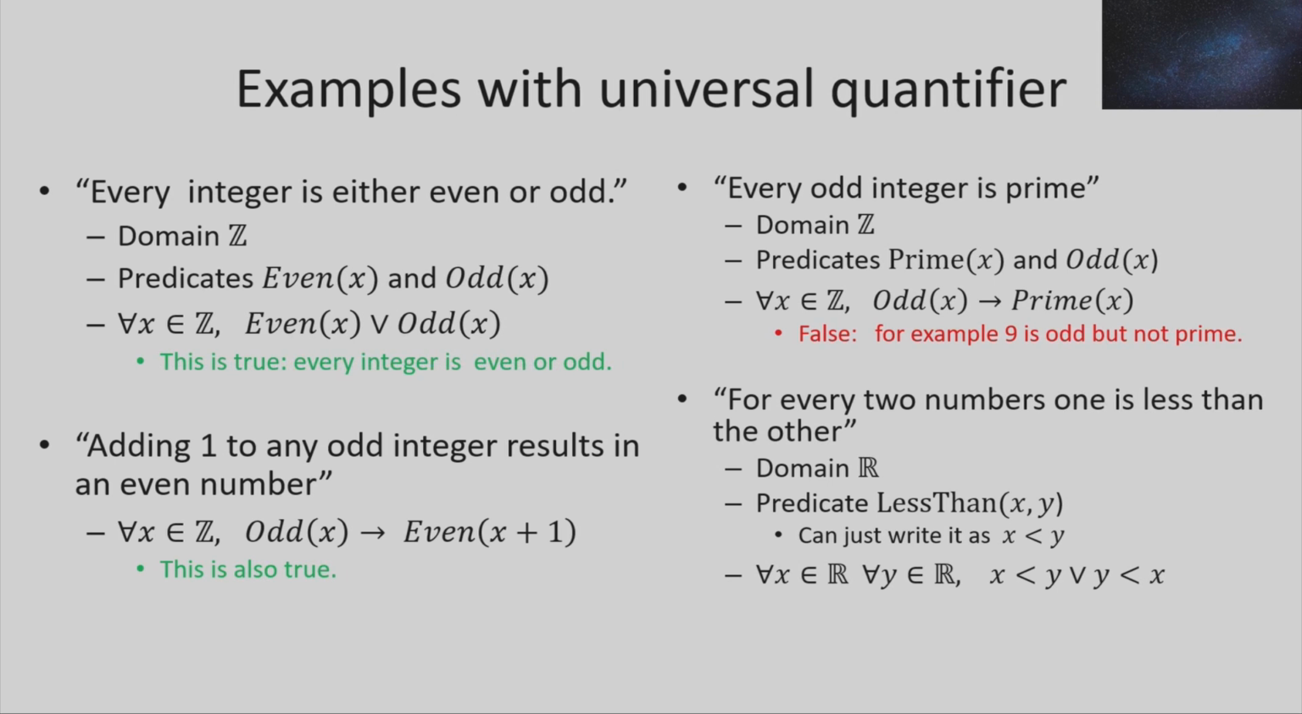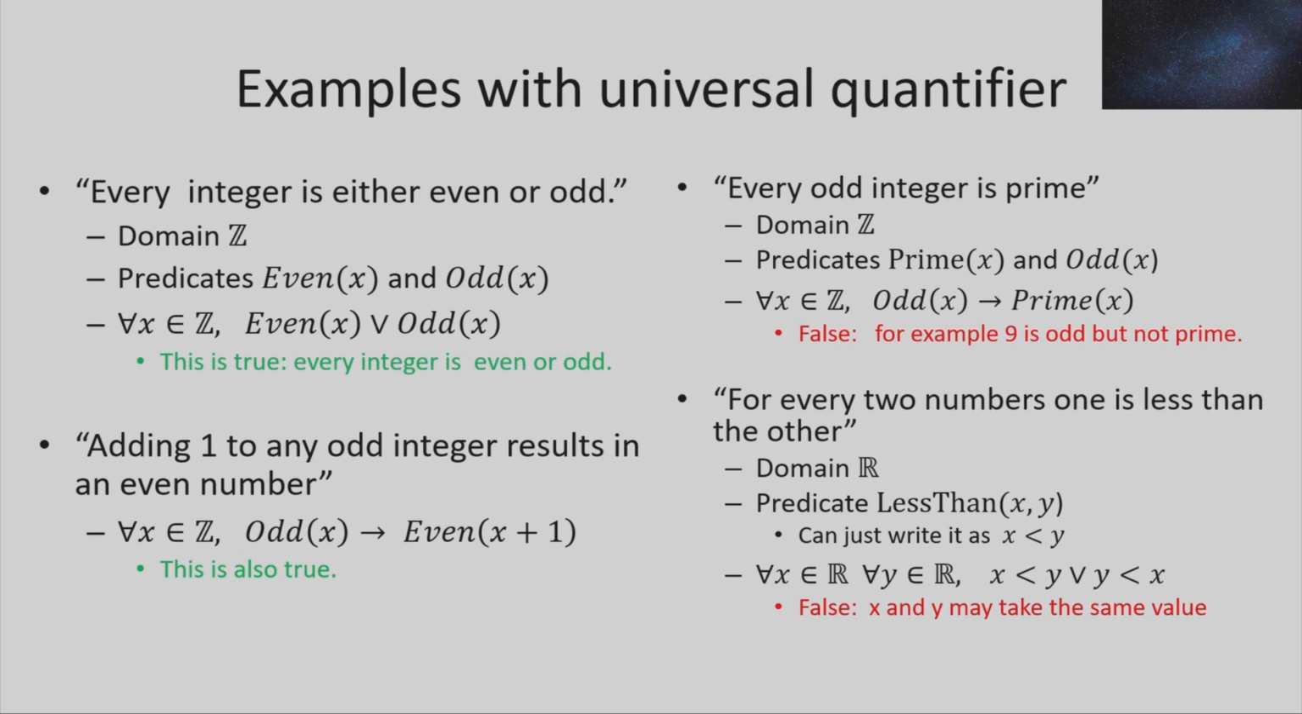Every odd integer is a prime. That's not quite right, because 9 is odd, but it's not prime, because 9 is equal to 3 by 3. And finally, for every two numbers, one is less than the other. Okay, now it's tricky, and here it really matters how we interpreted less than. Here we interpreted it as strictly less than. But what if we make x and y to be the same? Then 2 is not strictly less than 2. And if you turn them around, 2 is still not strictly less than 2. Therefore, the whole thing will be false.